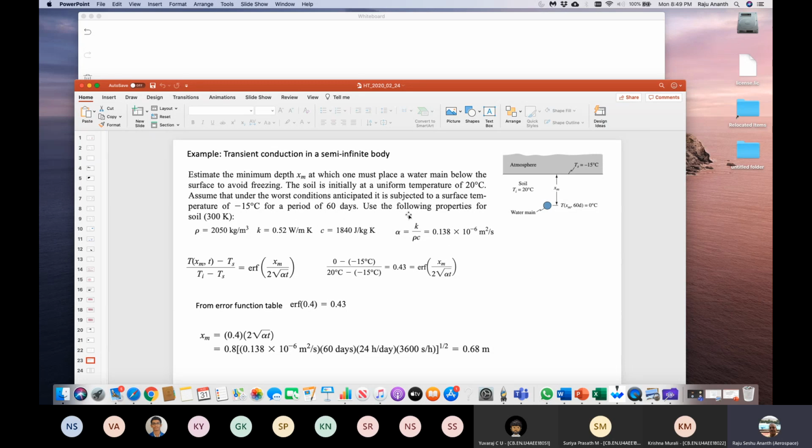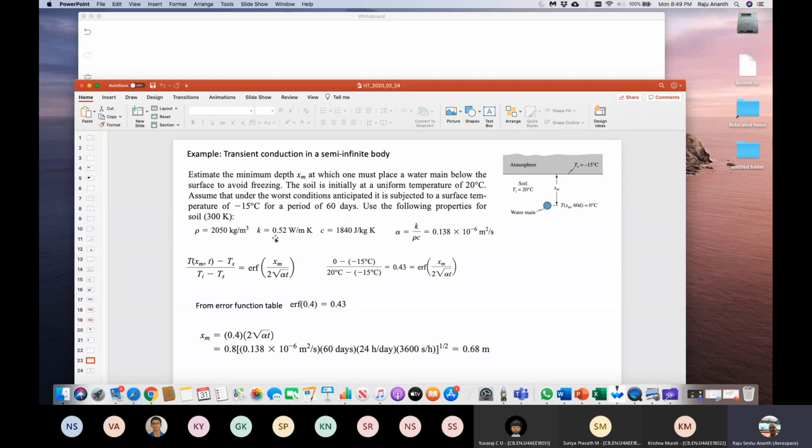So basically this is the atmosphere here, and I want to bury the pipe here, and the surface temperature is at all times minus 15 degrees. What happens at 60 days, in that many hours? How deep will the freezing get?